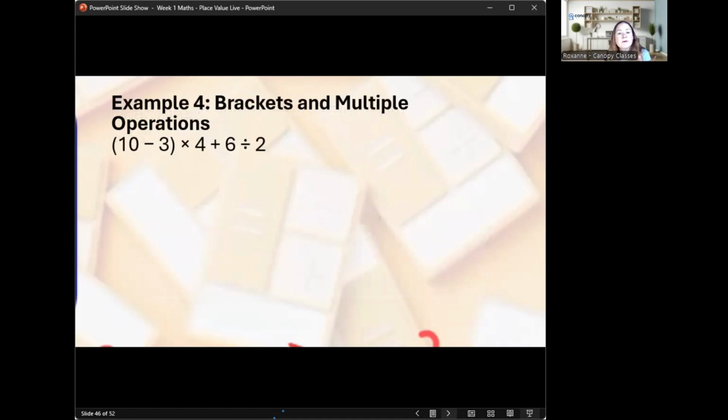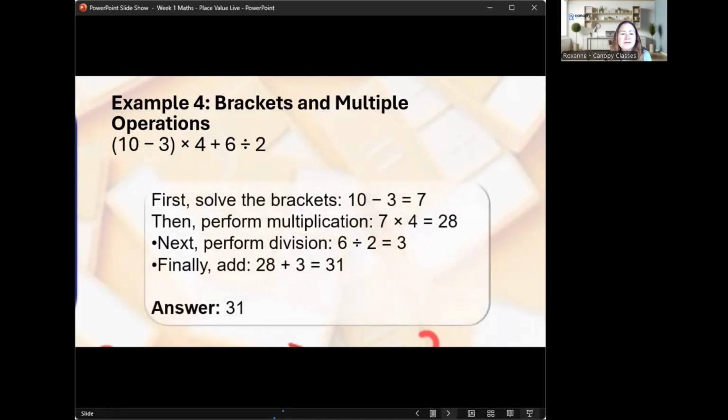Okay, this one is a little bit more complicated now. We've got multiple things going on. Work out your bracket first. So we've got 10 take away 3, which is 7. There's a tendency there to just jump ahead and give the answer.